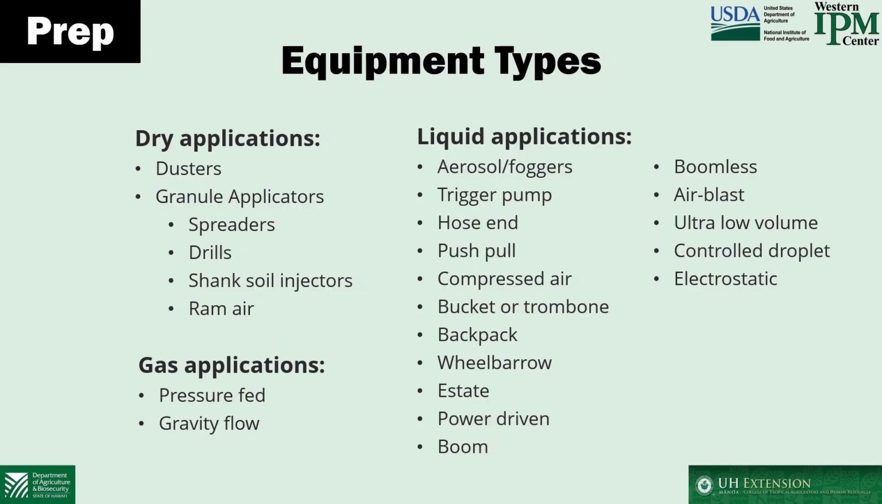Just to make the point, there's a lot of different equipment types here that you could use for your job. Dry applications: there's dusters, and all kinds of weird stuff for animals, like chicken dusters. Granule applicators, spreaders, drills. If you're planting a row crop like corn, you can have an insecticide box behind your row planter, and it follows you. Shank soil injectors.